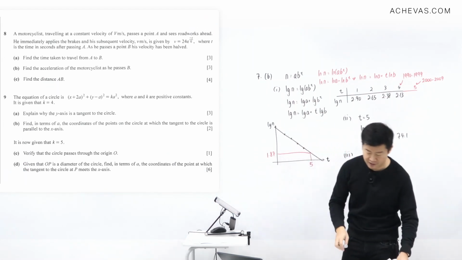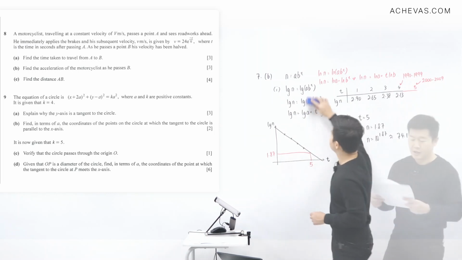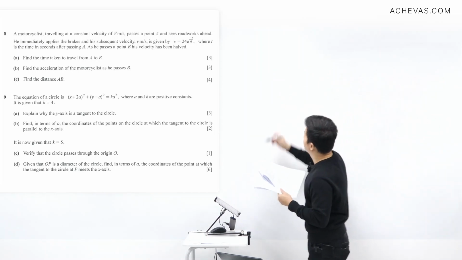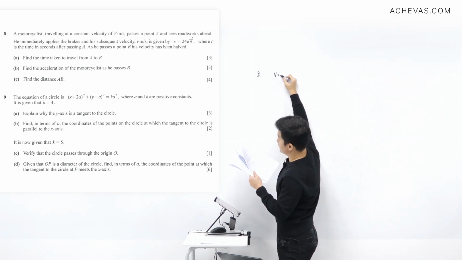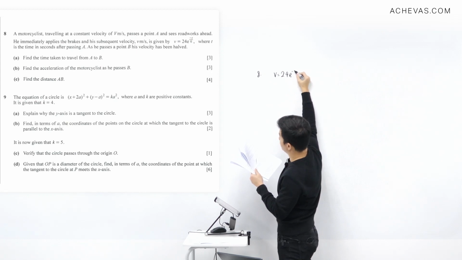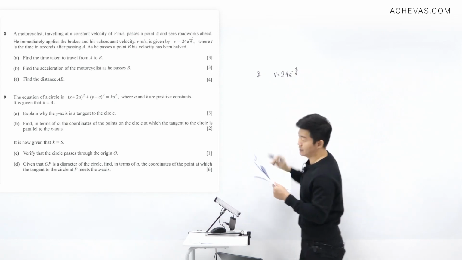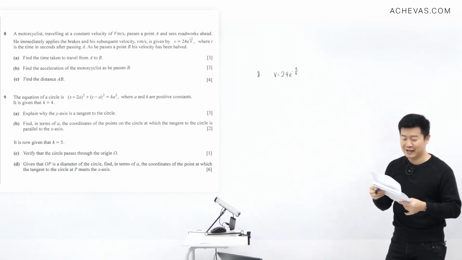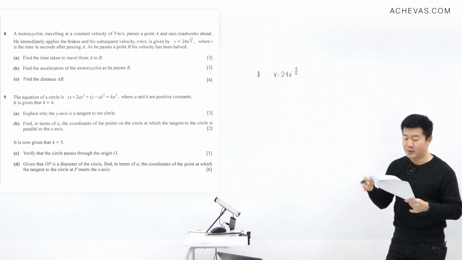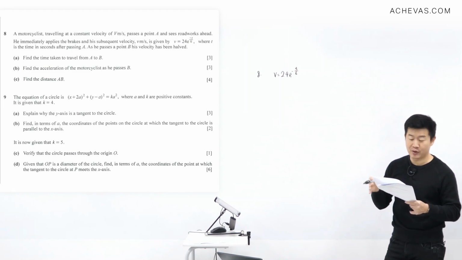Okay, question number 8. In question number 8, we have a kinematics question, and we're given this equation that represents the motion of the particle. V is equal to 24 e to the power of minus t over 6, and the particle is actually the motorcyclist. So part A, we are supposed to find the time that is taken to travel from point A to point B. And according to the question, at point B, the velocity is going to be half of that at point A.